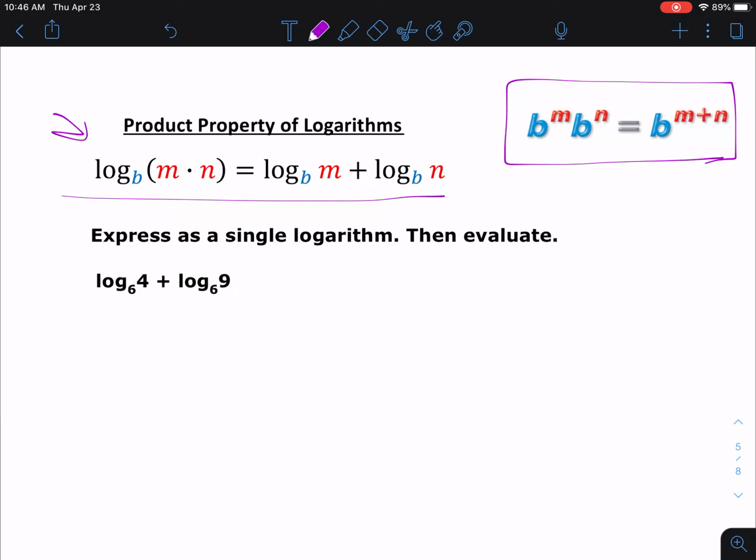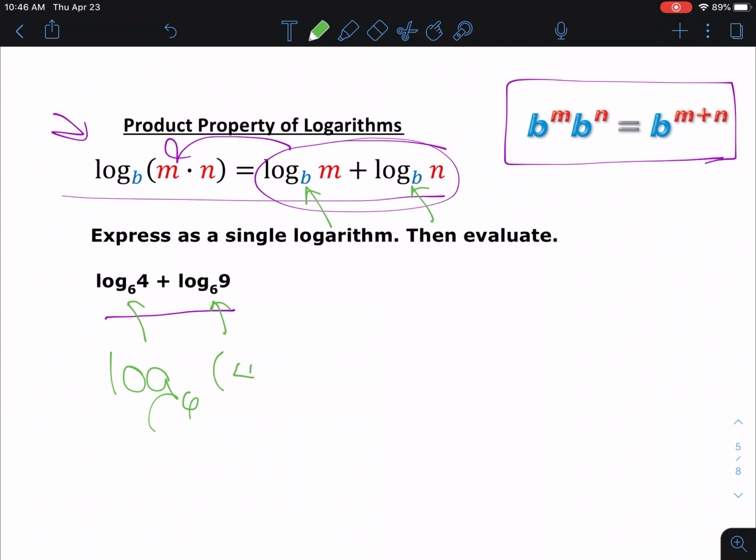So when you see this down here, it says express as a single logarithm and then evaluate. So really what we want to do is I'm starting with this side really, and I want to make it look like this. Well, according to the property, as long as these two bases here are the same, you can use this property. And we notice here that these two are both 6, so we're okay. So then this means I would write log base 6, and then I would figure out what, according to this property, I would go 4 times 9. Okay, that would be my m and n.